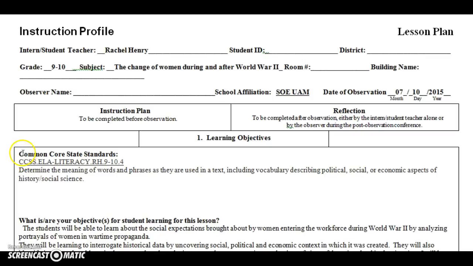My Common Core standard that I've chosen for this lesson is the Common Core State Standard English Language Arts Literacy Reading History 9th and 10th grade Standard 4, which is determining the meaning of words and phrases as they are used in a text, including vocabulary describing political, social, or economic aspects of history, social science.